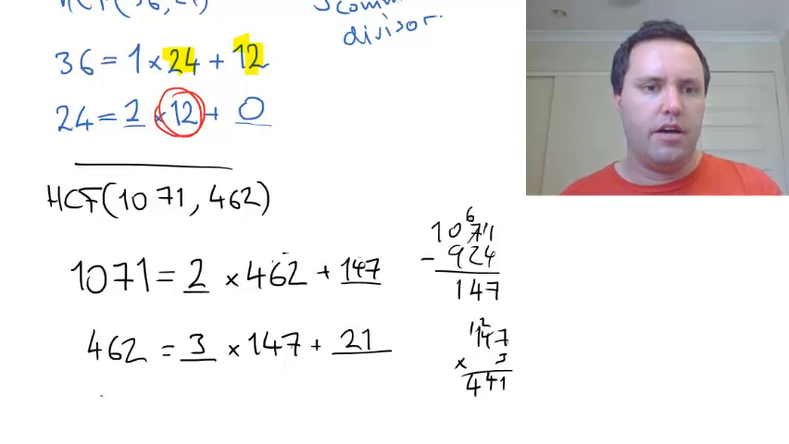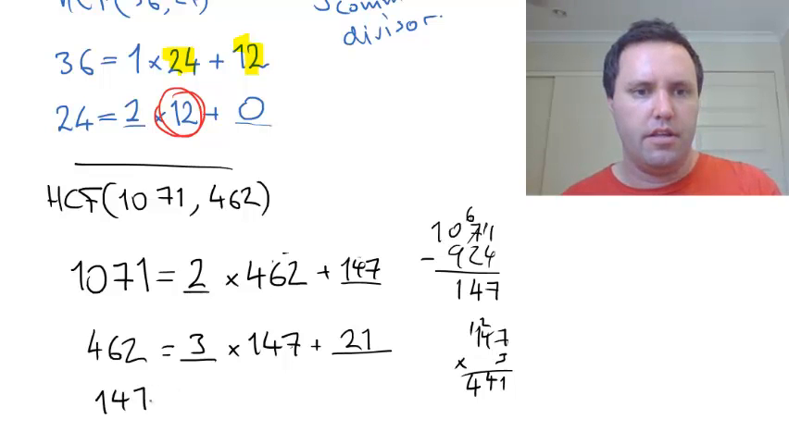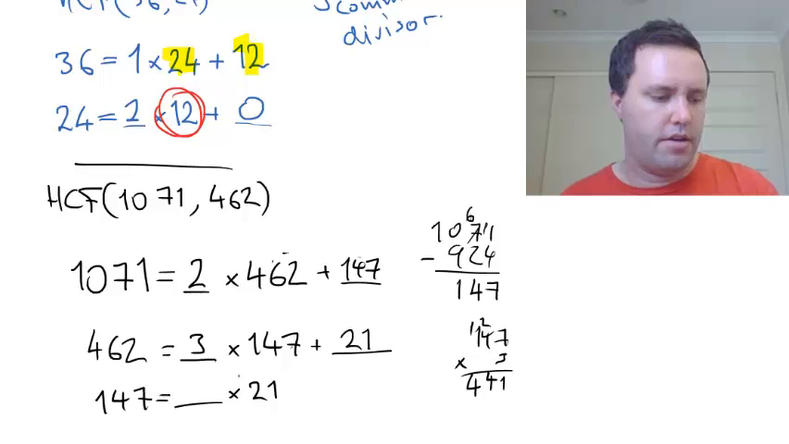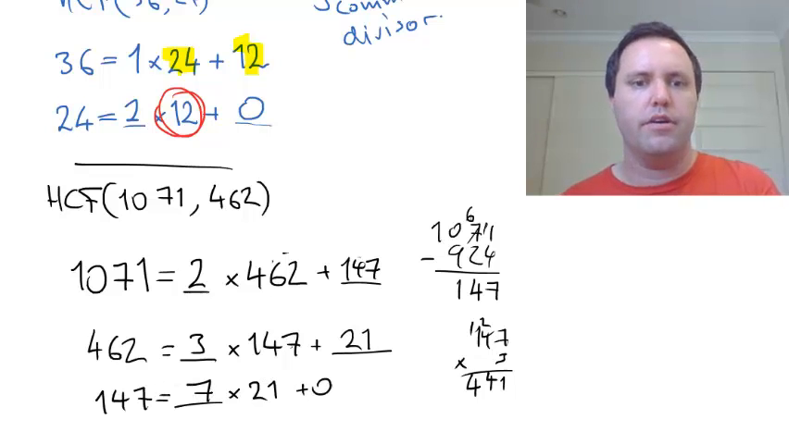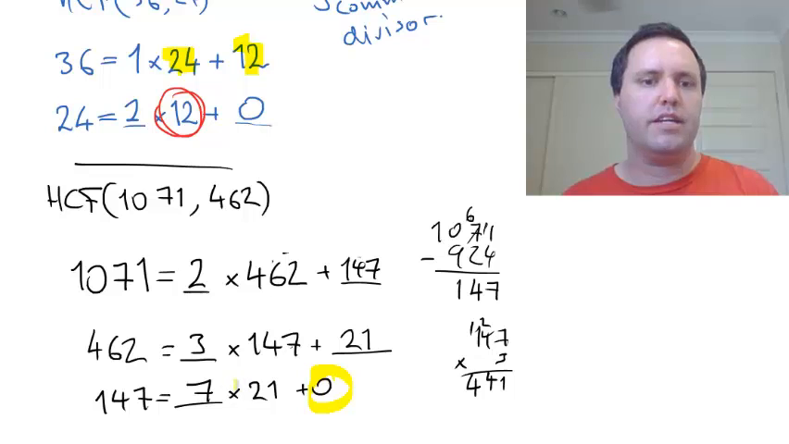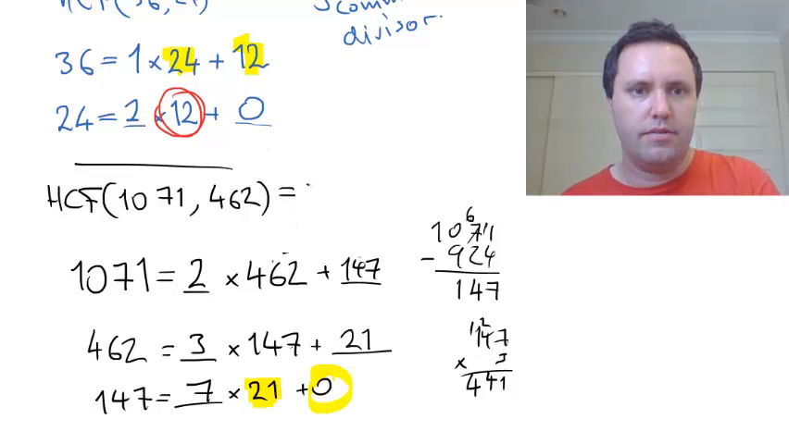And 147 is equal to some amount of times 21. If I think, 7 times 21 is 147, so 7 times 21 plus 0. We finished with 0, so that means the highest common factor between the two is this one, 21. And so I could go equals 21.